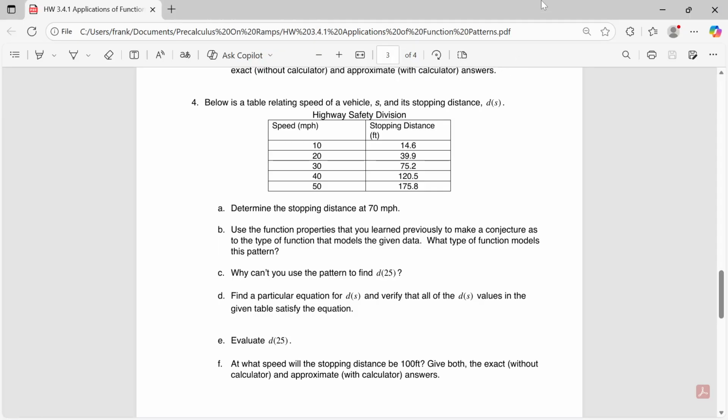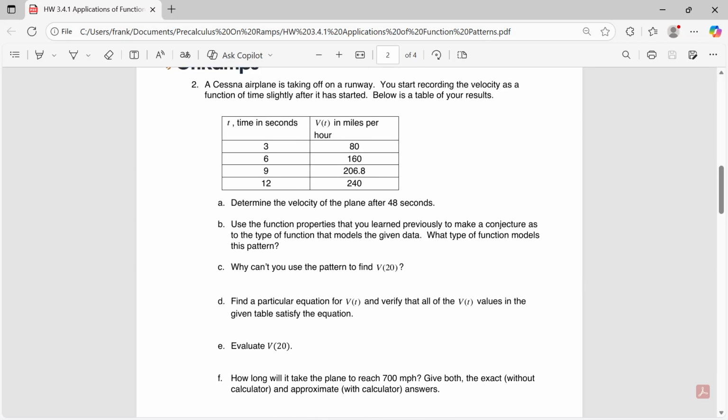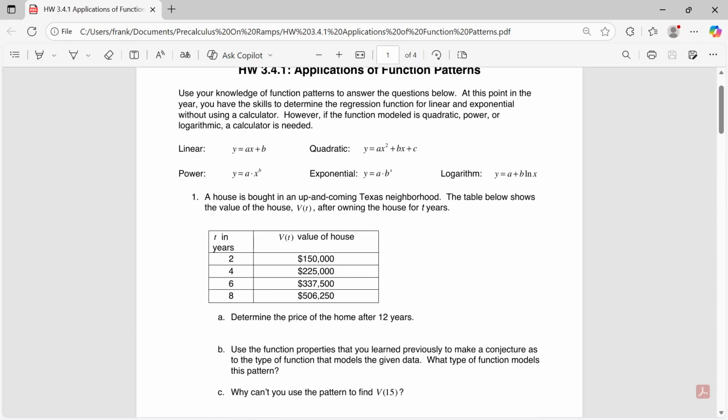This is Pre-Calculus On-Ramps Function Patterns. And the top of this worksheet says, use your knowledge of function patterns to answer these questions. At this point in the year, you have the skills to determine the regression function for linear and exponential without using a calculator. However, if the function modeled is quadratic, power, or logarithmic, a calculator is needed.